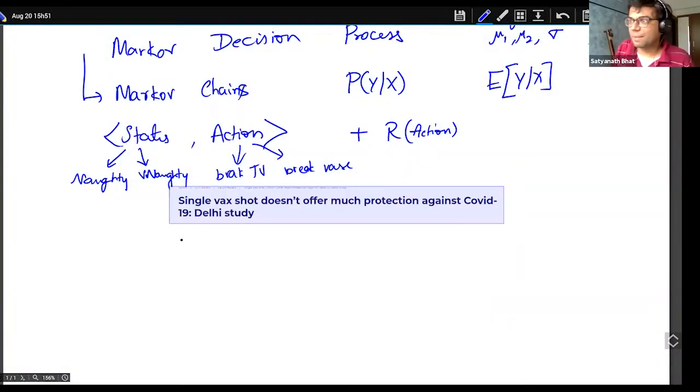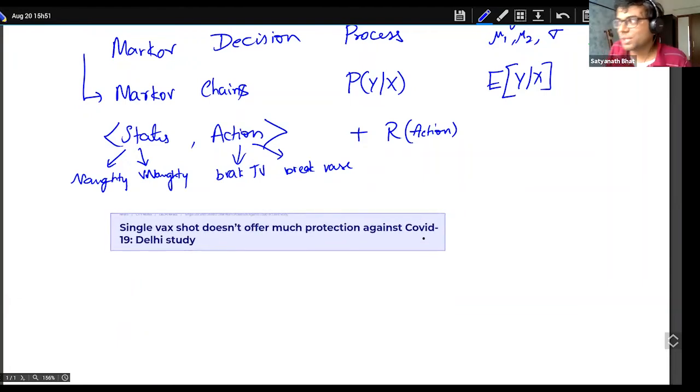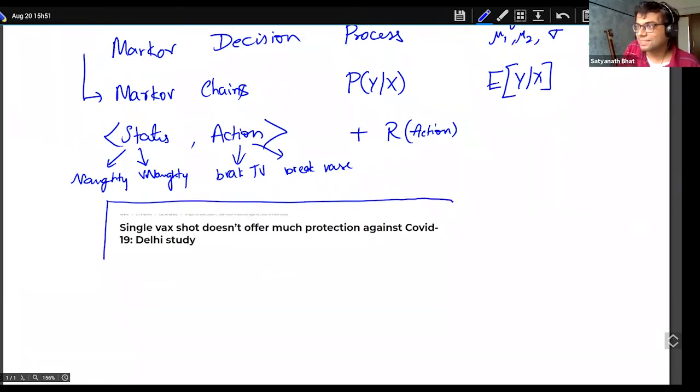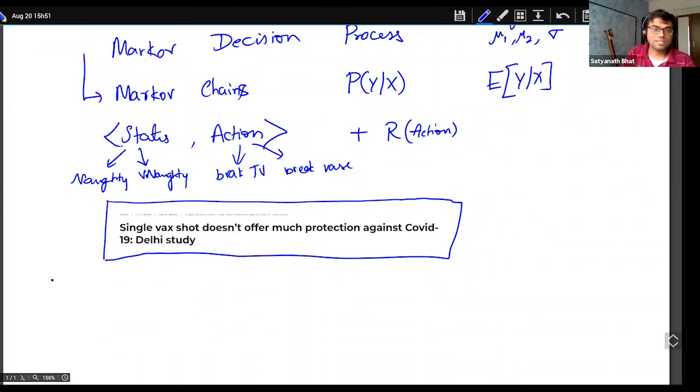It came, I think, yesterday or the day before yesterday. So how does one go about trying to understand something like this? Single shot doesn't offer much protection against COVID. There is a Delhi study, and this is the study. Time permitting, we will try to reach here. But along the way, we will look at what is conditional probability, what is conditional expectation, and so on.